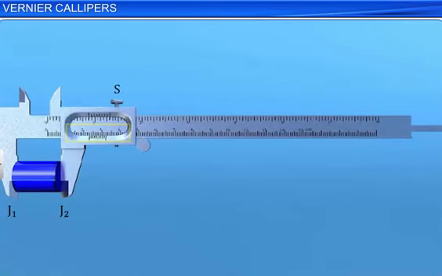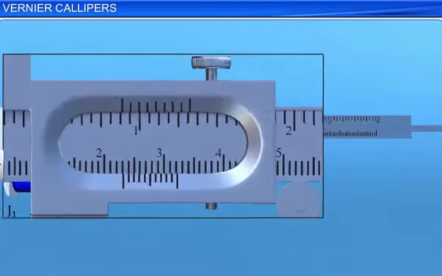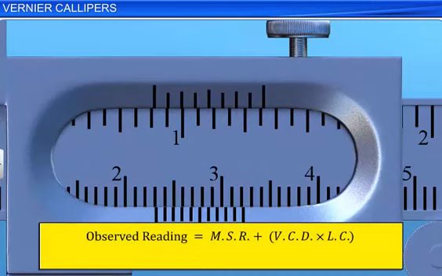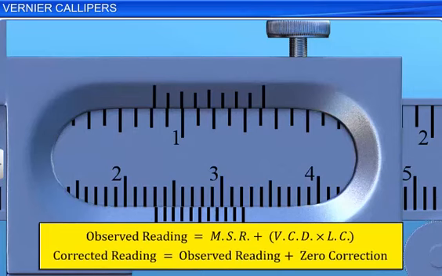Note the reading on the main scale just before the zero of the vernier scale, which gives the main scale reading, MSR, in centimeter. Note down the division on the vernier scale that coincides with any one of the divisions on the main scale. This gives the vernier coinciding division, VCD. Multiply the vernier coinciding division with the least count and convert it into centimeter. The observed reading is equal to main scale reading plus vernier coinciding division into least count. The corrected reading is equal to observed reading plus zero correction.